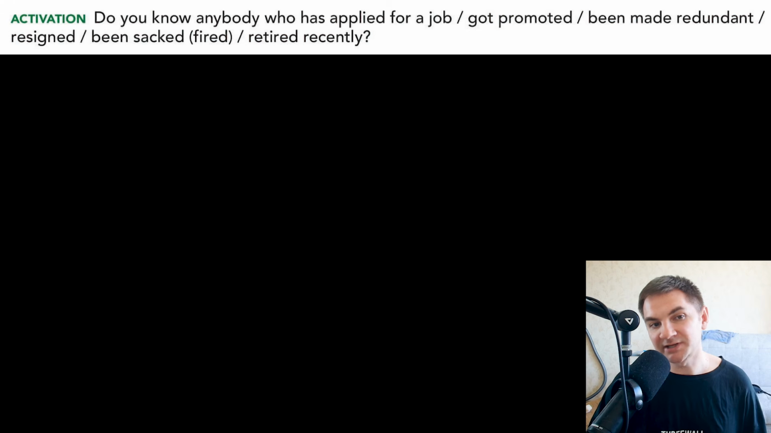Now let's use the vocabulary we've just learned to talk about real people, people we know. Look at these 6 situations. Think about someone you know who has experienced each one. It could be a family member, a friend, a colleague, or even yourself. Here are the questions. Do you know anybody who has applied for a job, who has got promoted, who has been made redundant, who has resigned, who has been sacked or fired, who has retired?